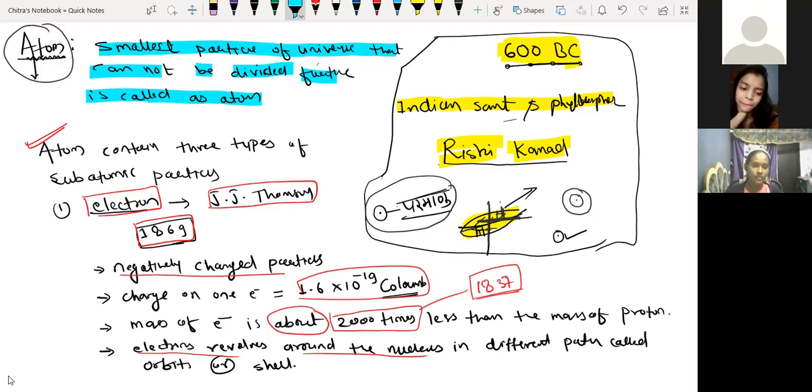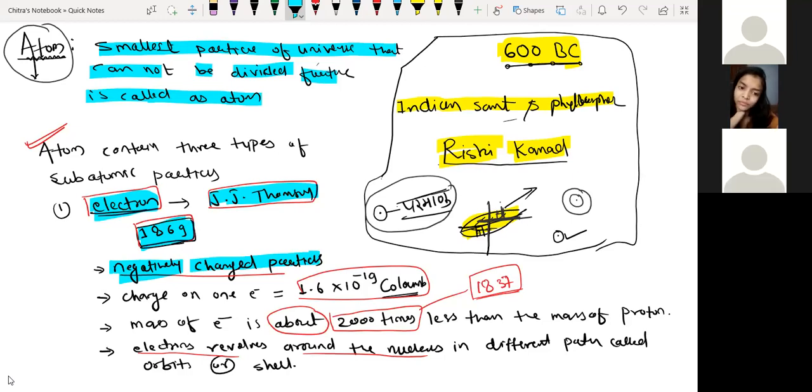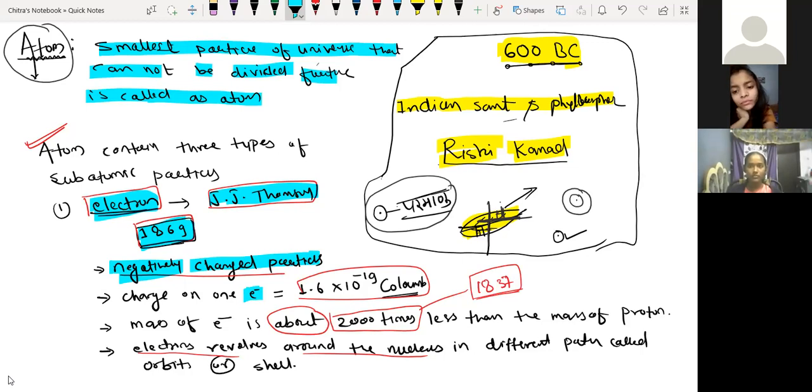So the first particle is the electron. It was discovered by J.J. Thomson in 1869, and he gave some points. Electrons are negatively charged particles, meaning they have a unit negative charge. J.J. Thomson discovered the negatively charged particles in the atom and named those particles electrons.